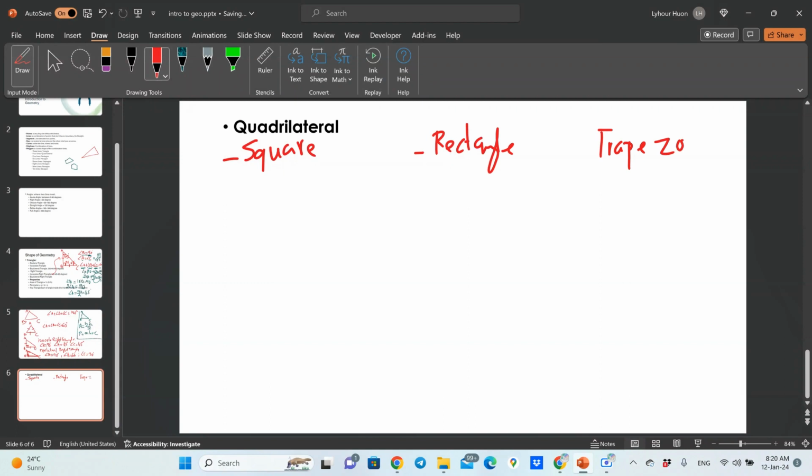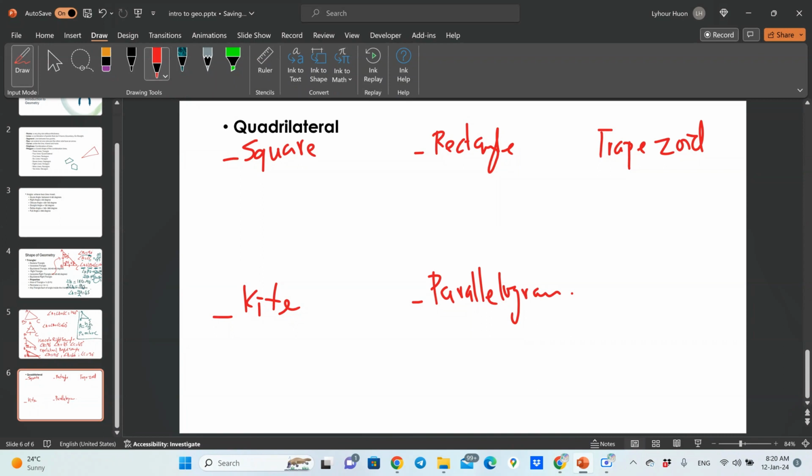Does the kite count? Kite, yes. One more we will focus on is parallelogram. Parallelogram, yes.